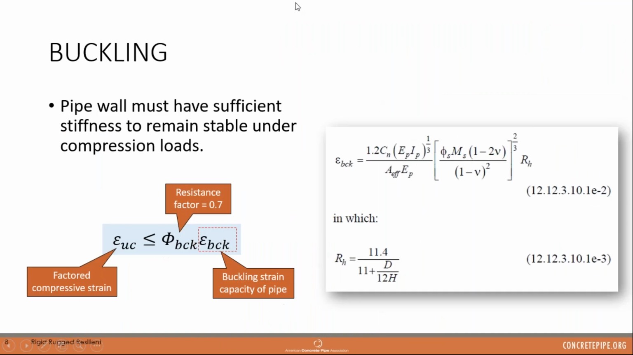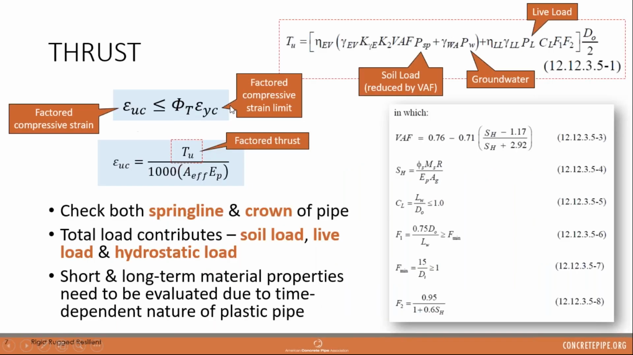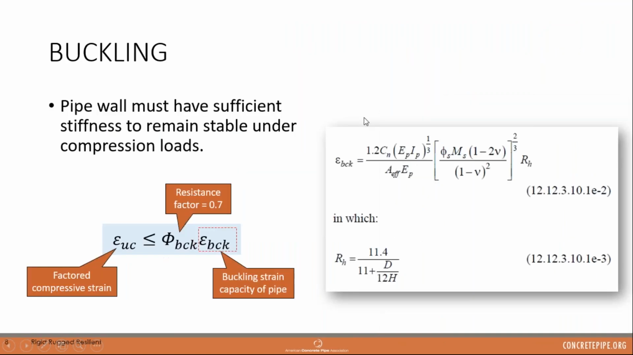So the same factored compressive strain from the previous slide, the epsilon u sub c, also needs to be checked against a different strain limit. On the previous slide, I'll go back here, we were checking the compressive strain that we got from the thrust against just a material limit, and that's found in a table in AASHTO. There's another limit that we have to check it against, and that's a buckling limit, similar to what you would have with a steel beam.